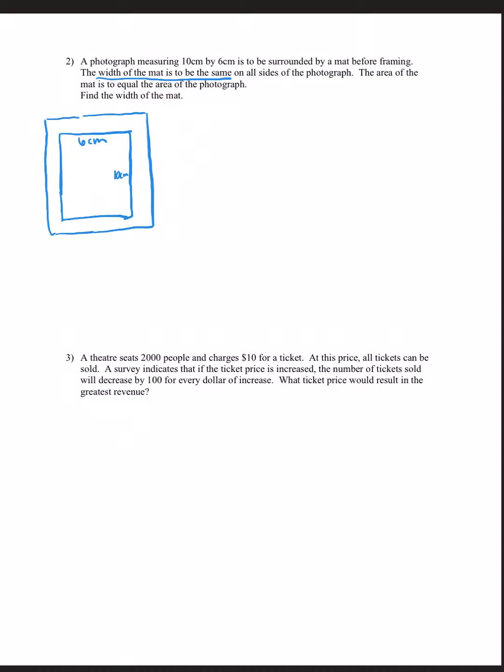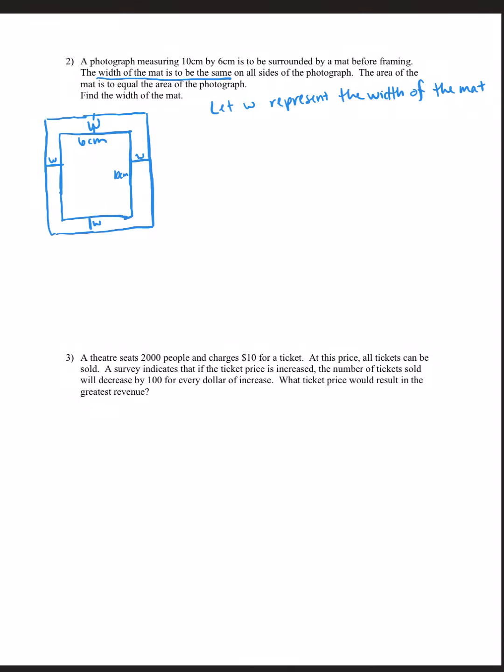Okay, it might look not exactly perfect to scale, but let w represent the width of the mat. Okay, so we can say that this is w from here to here, from here to here is w, from here to here is w, from here to here. All of that is going to be represented by a w.